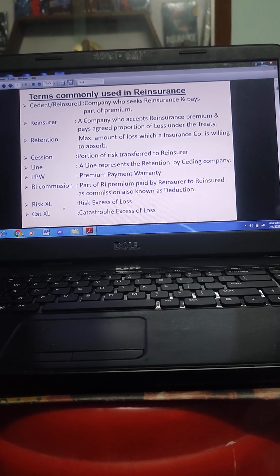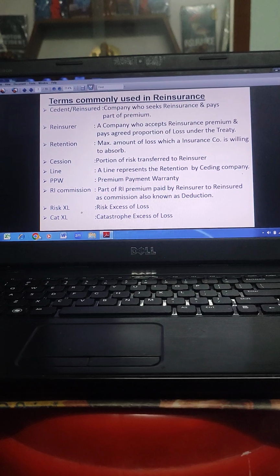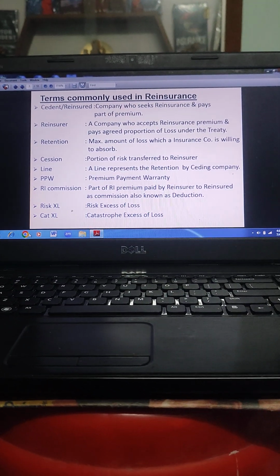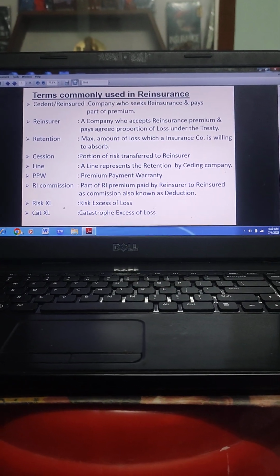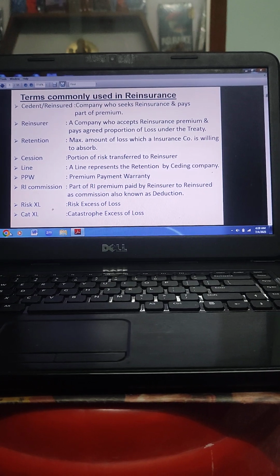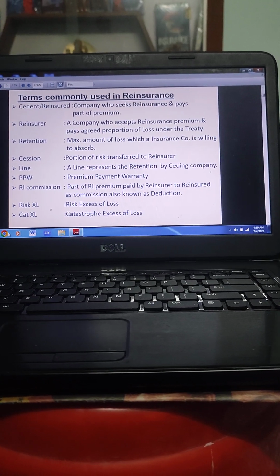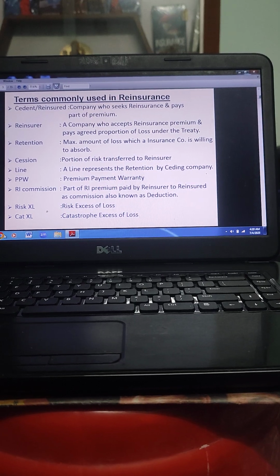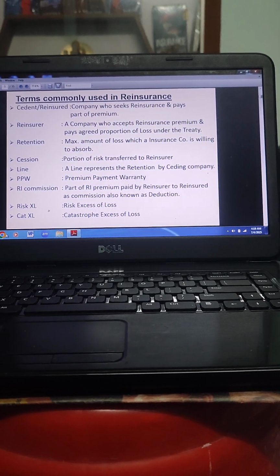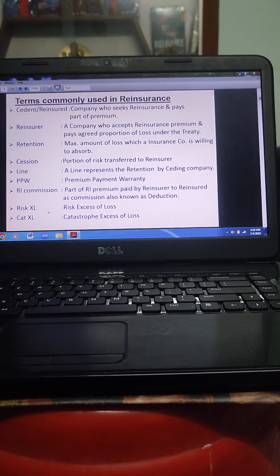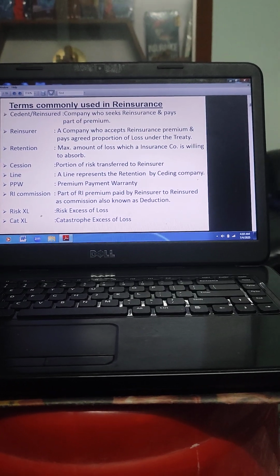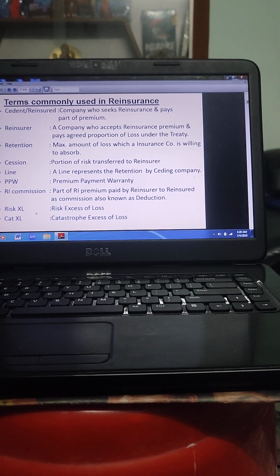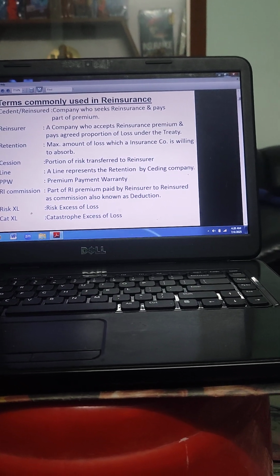Line represents the retention by the ceding company. PPW means premium payment warranty. RI commission is part of the RI premium paid by the reinsurer to the reinsured as commission, also known as deduction. Risk XL means risk excess of loss. Cat XL means catastrophe excess of loss.